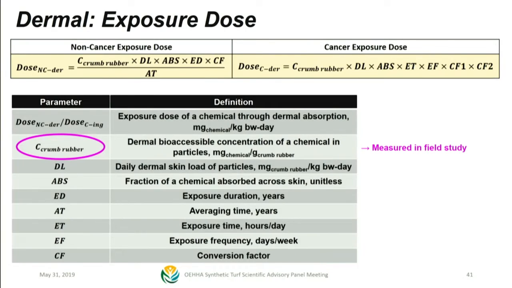So now we have the dermal exposure dose will depend on a bioaccessible concentration of the chemical in crumb rubber, particle loading onto the skin, and the area of exposed skin that will come into contact with the field, and the exposure time. So we already discussed the duration, averaging time, exposure time, and frequency.